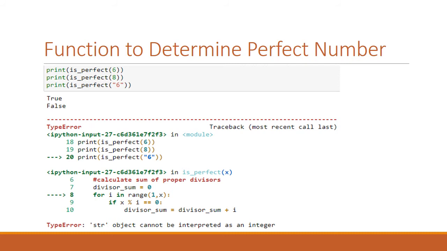The third print statement, isPerfect. Instead of passing in a positive integer, we're passing in a string. This string is 6. X is assigned the string 6, and the Python interpreter generates an error message. It says that a string object cannot be interpreted as an integer. Therefore, we're going to want to make a change to our isPerfect function to guard against this problem.